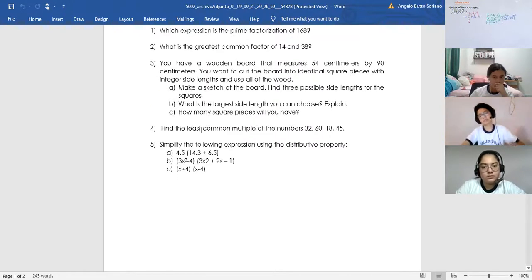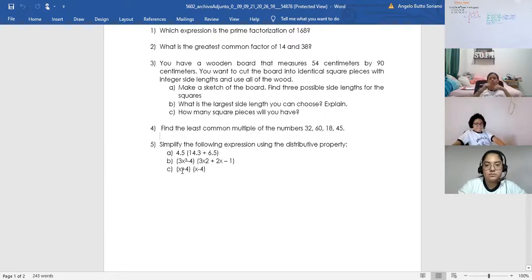So in number 5, we're going to apply the distributive property. Well, letter A, letter B, and letter C. Just to clarify, this is not 3x2. This is 3x squared, okay?